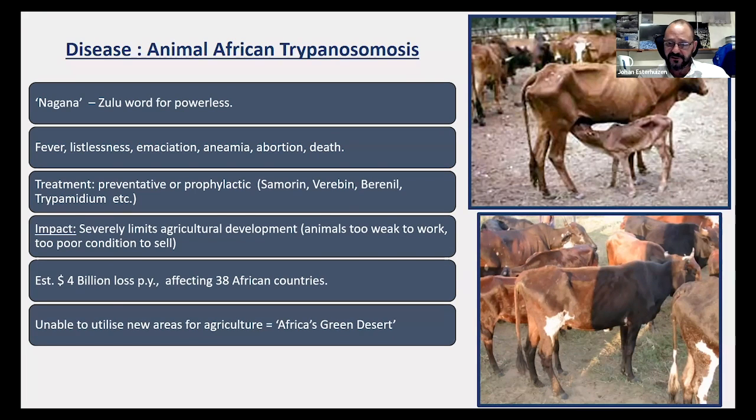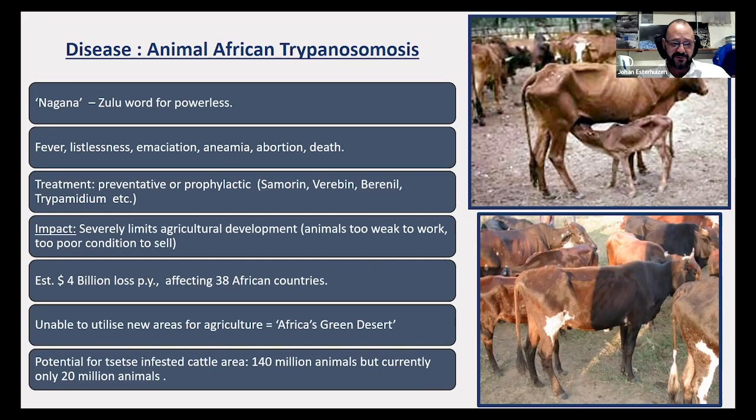This leads to the situation we call Africa's green desert, which is basically the tropics and those areas which are unable to be utilized for agriculture due to the presence of tsetse flies and trypanosomes. So the potential for tsetse in Africa is estimated at 140 million cattle, but currently Africa only has about 20 million cattle. This sounds terrible if you're a cattle farmer, but it sounds very good if you're a conservationist.